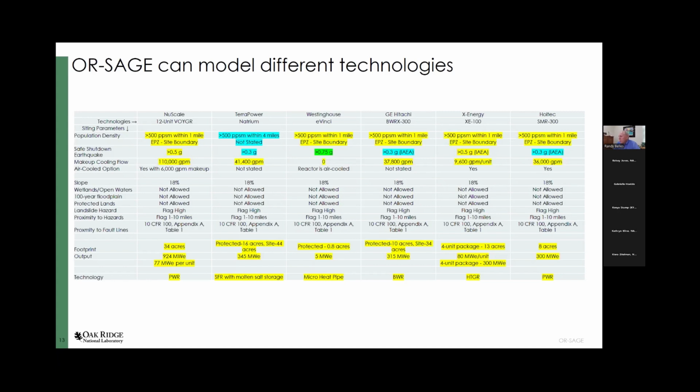There are subtle differences between technologies, and in certain cases we can get that into the model. And again, this is all based on publicly available data. So, next slide.